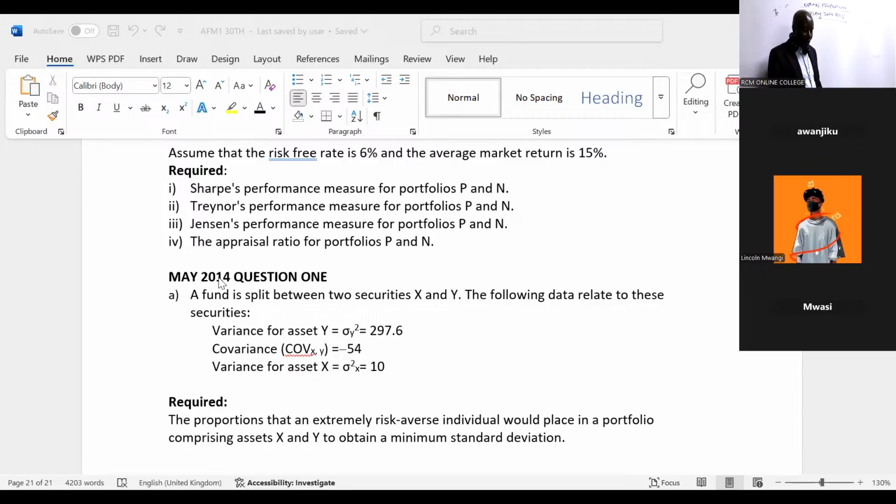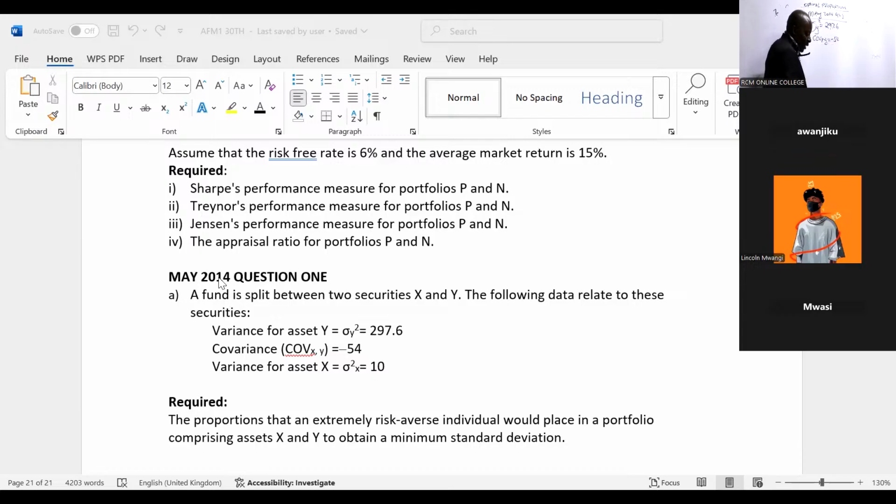If you've gotten that question, first of all let us read it. A fund is split between two securities, X and Y. The following data relates to these securities. We have the variance for asset Y, 297.6. Then we have the covariance between X and Y, which is minus 54.